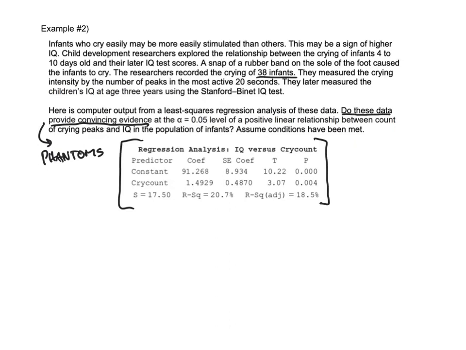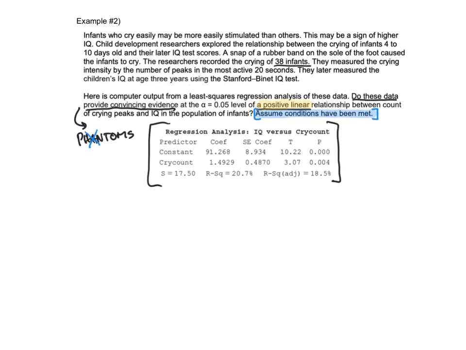At the alpha 5% level of a positive. So what do they want? They want to see a positive linear relationship between counts of crying peaks. Positive. I'm just trying to get that down. Assume conditions have been met. What does that mean? That means I don't have to figure out the assumption checks, those 5 different checks. They are saying they did it for you, so don't worry about it.